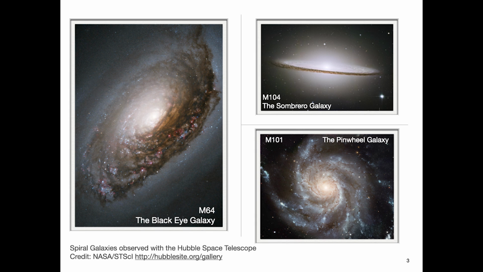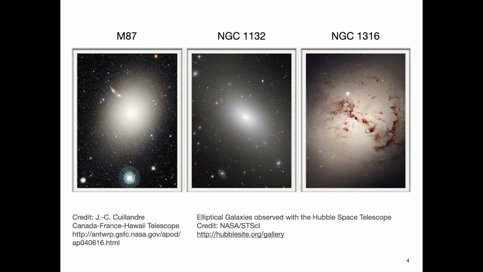They're so pretty that we come up with interesting names for them. There's the Sombrero galaxy for obvious reasons, the Pinwheel galaxy, and the Black Eye galaxy. There it is. In contrast, the other big group, the elliptical galaxies, you've seen one, you've seen them all. They look like fuzzballs, and they only have numbers. M87, NGC 1132, 1316.